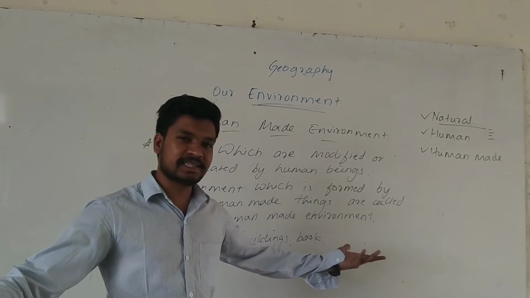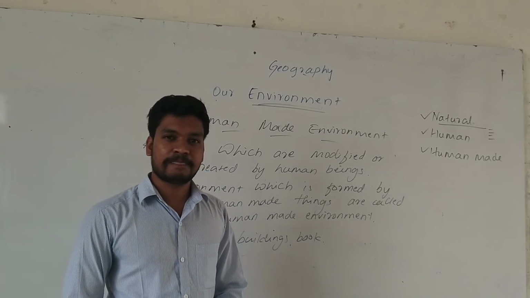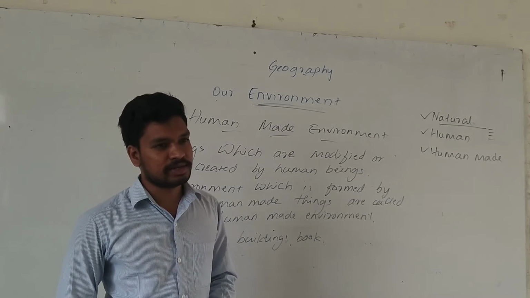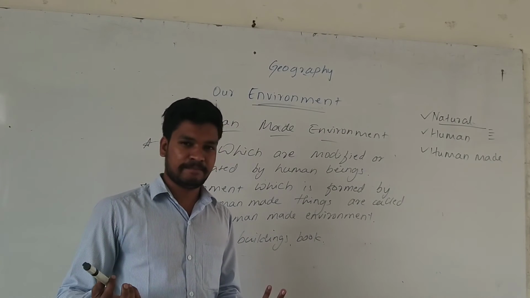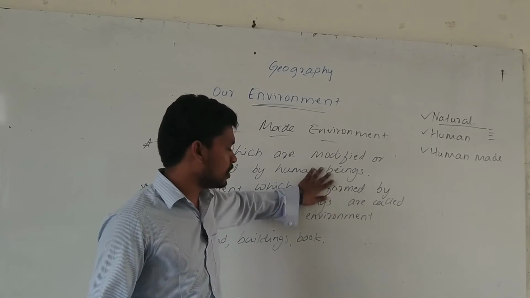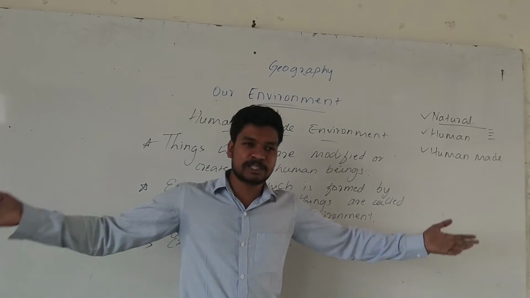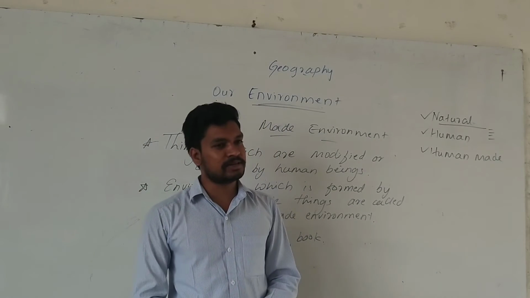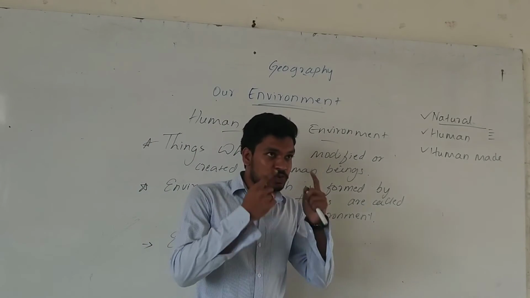The things around us are environment. And also, this pen also belongs to environment. Everything. This board also belongs to environment. This whole building belongs to environment. This air, sunlight, water belong to environment. Everything. What are the things we can see?